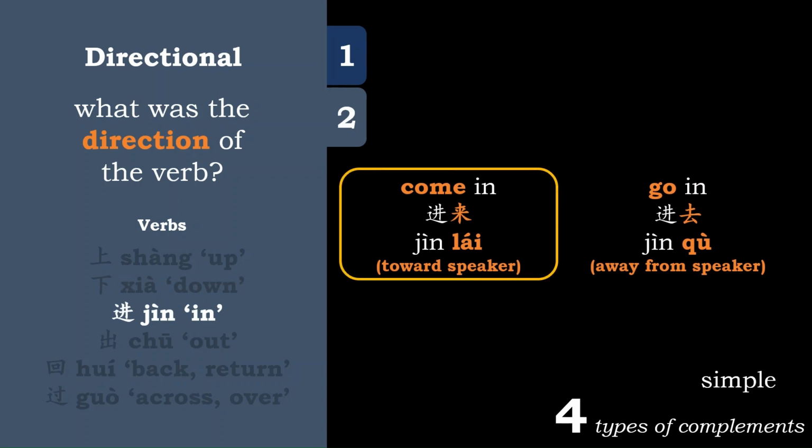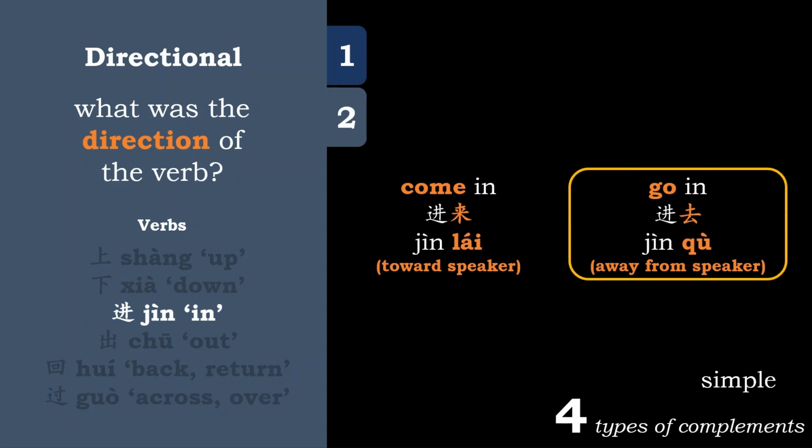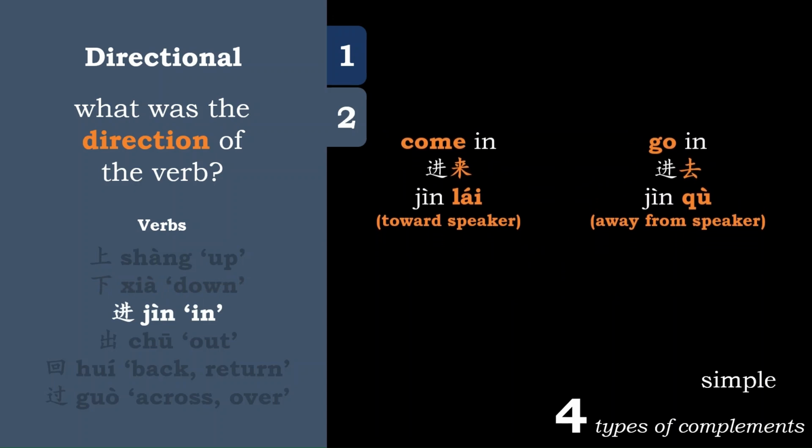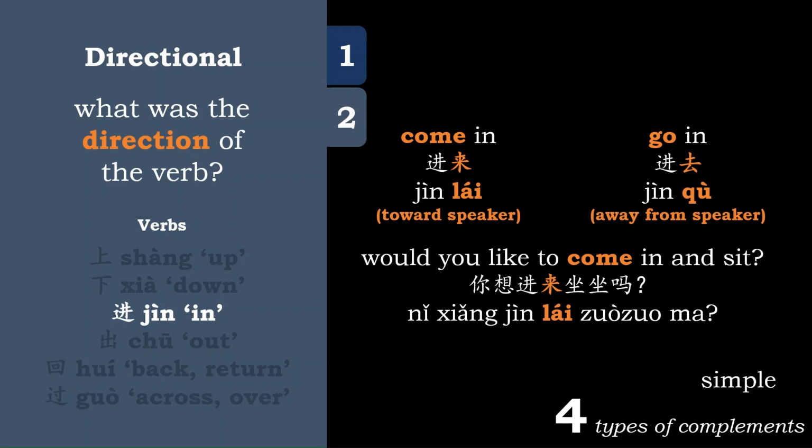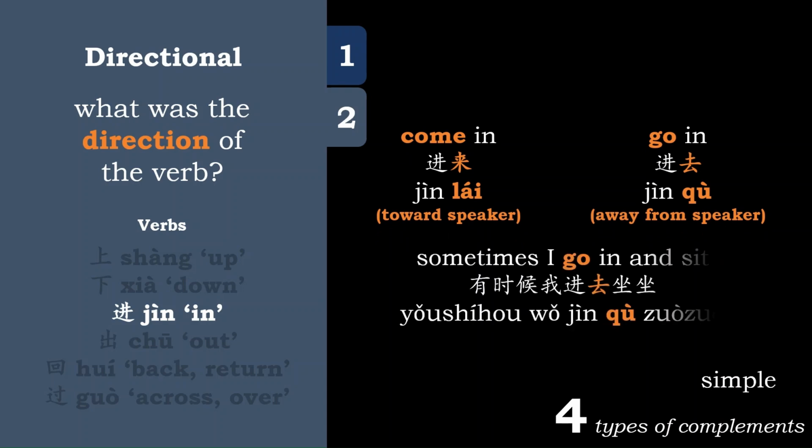Come in, 进来, move in an inward direction toward the speaker. Go in, 进去, move in an inward direction away from the speaker. Would you like to come in and sit? 你想进来坐坐吗? Sometimes I go in and sit. 有时候我进去坐坐. So imagine you have a return visit that's normally on the doorstep, but sometimes you go in and sit. 有时候你进去坐坐.